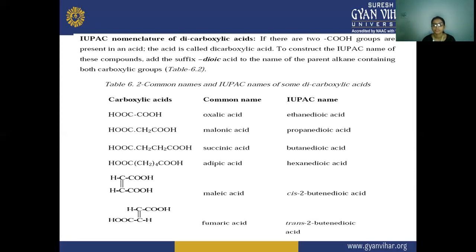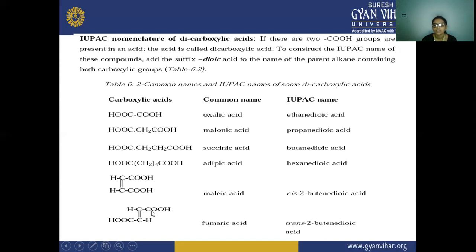Next is your malic acid. In this, as you can see, there is a double bond. If it is having a double bond, then we have cis and trans, depending on whether these groups are present on the same side. If they are present on the same side of the C double bond C carbon, then we use cis. So it is cis 2-butene dioic acid. As you can see here, we used butane earlier because the bonds between these carbon atoms were single. But in this case, between these two carbon atoms there is a double bond. That is why we have used the word butene dioic acid.